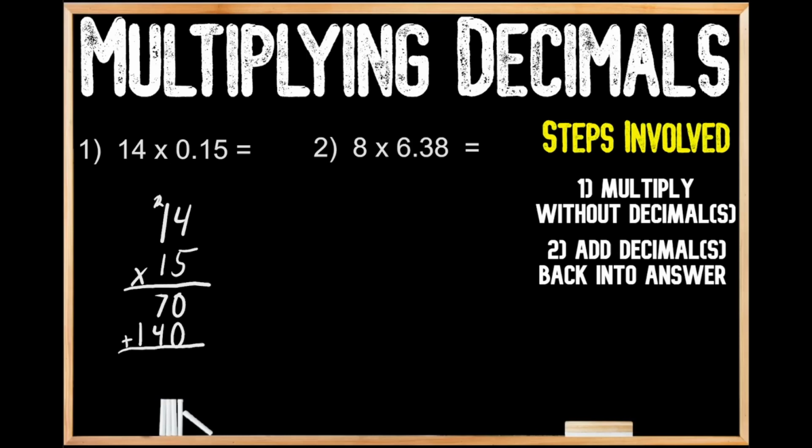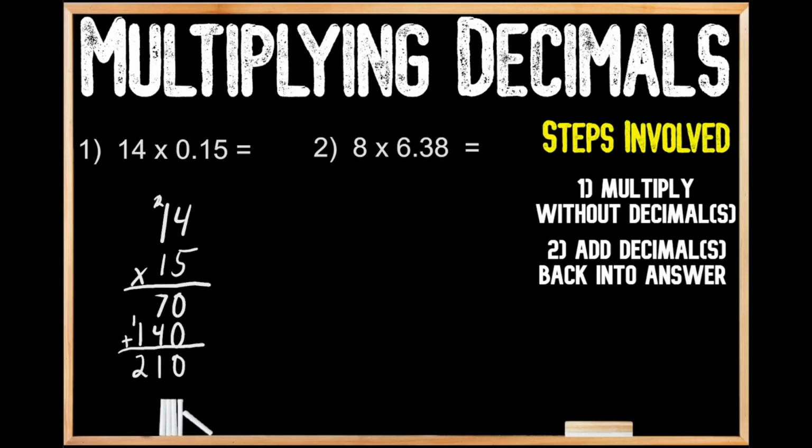When we add 0 plus 0, we get 0. When we add 7 plus 4, we get 11. So we're going to add a 1 down below, and then we're going to put a 1 up top. Next we're going to add 1 plus 1, which gives us 2 for 210.